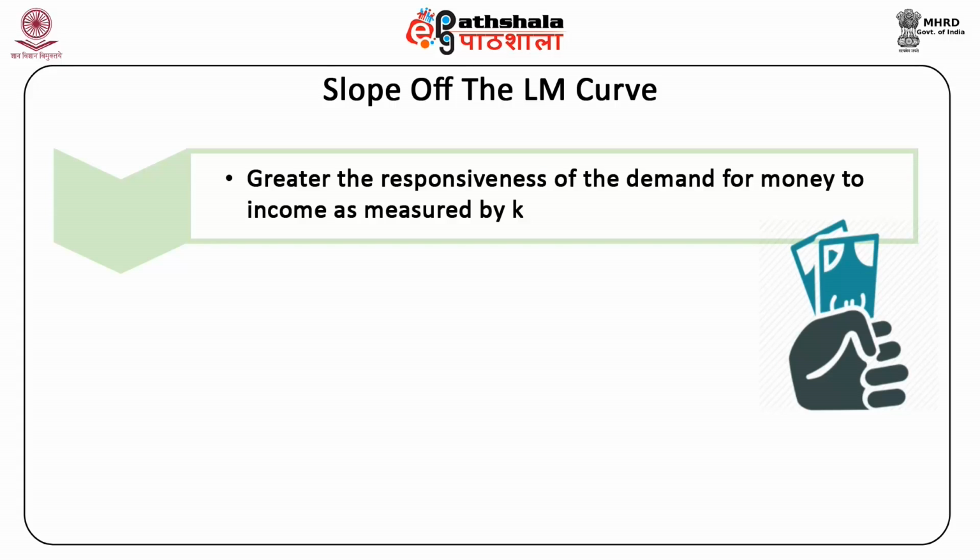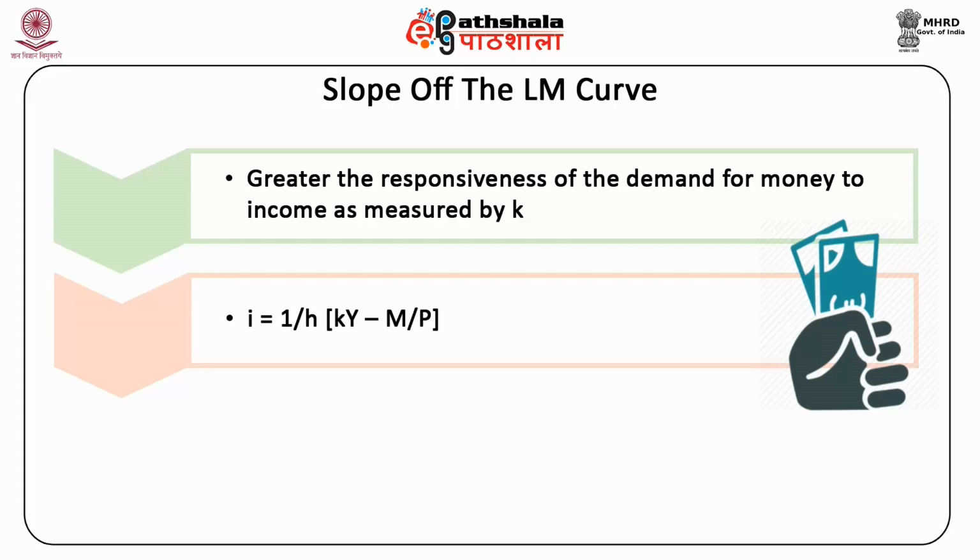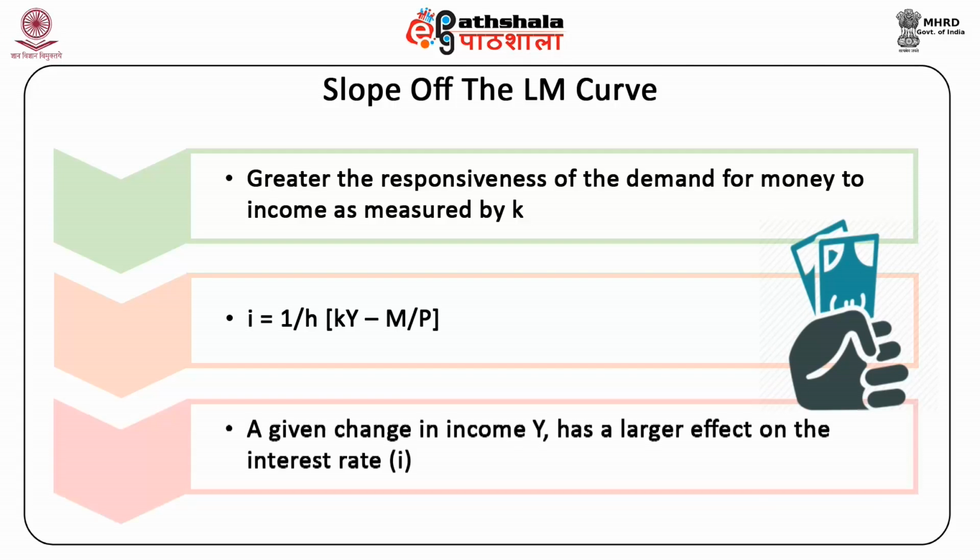Consider the LM curve equation: i = 1/h (ky - M/P). It can be seen from this equation that a given change in income Y has a larger effect on the interest rate i if k is higher and h is smaller.